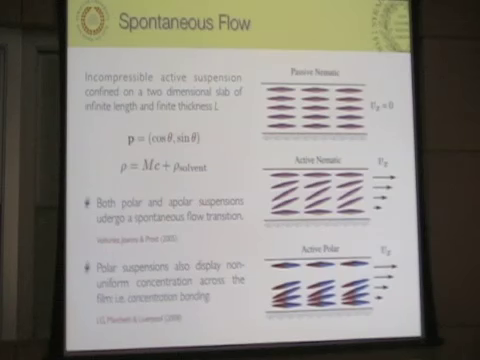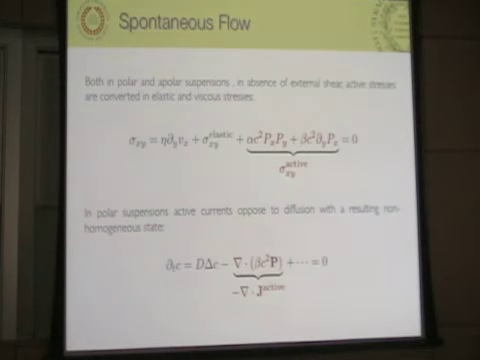And this spontaneous flow transition, discovered by Jean-François Joanny and collaborators back in 2005, is actually a very clear signature of all these models that somehow contain liquid crystallinity and activity. So it's a very important feature. In addition to that, polar particles also exhibit a non-uniform concentration across the channel. So the concentration is larger when the velocity is smaller and vice versa. And this is a feature that is peculiar to polar systems, something that we don't have in nematic systems. So what's the origin of this? What's the origin of these mechanisms?